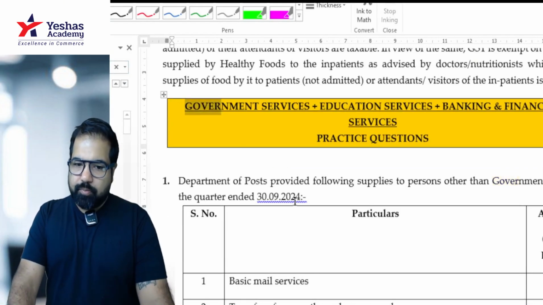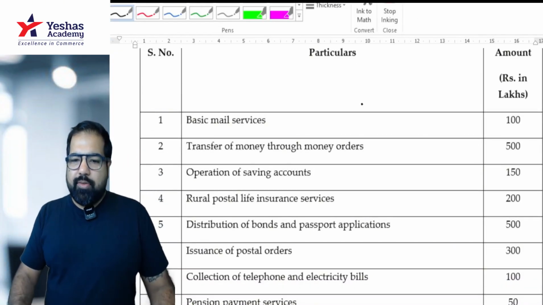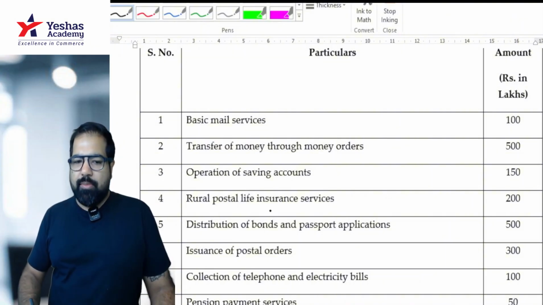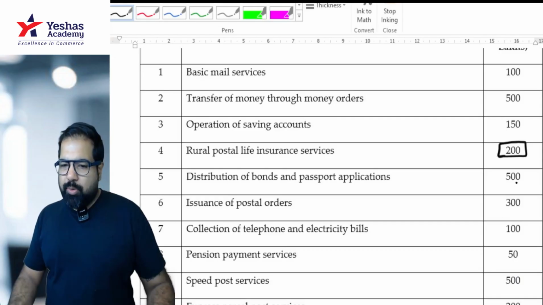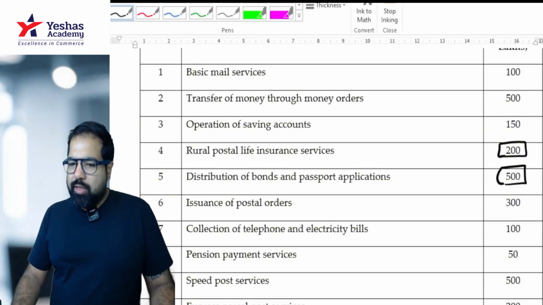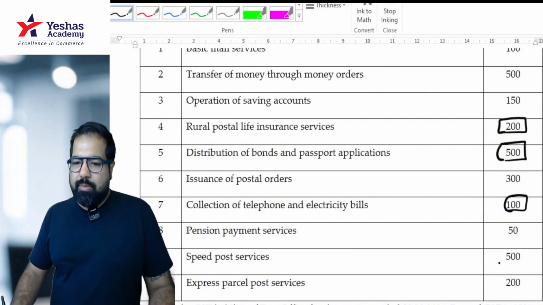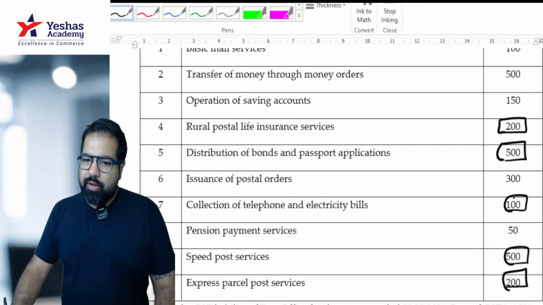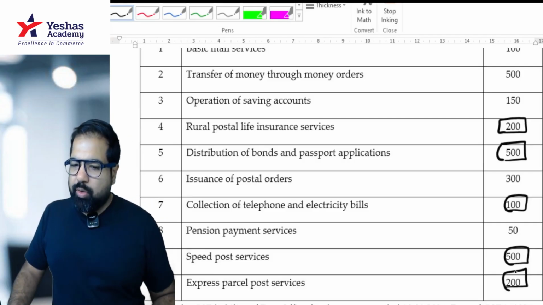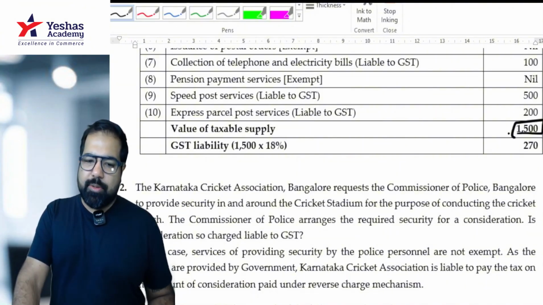Okay. Let's see what this is. This is postal services. Basic mail services is completely exempt. Transfer of money through money orders exempt. Operation of savings account exempt. Rural postal life insurance, this one is taxable. Distribution of bonds and passport application taxable. Issuance of postal orders exempt. Collection of telephone and electricity bills taxable. Pension payment services exempt. Speed post taxable. Express post taxable. So 200 plus 500 is 700, plus 100 is 800, plus 200 and 500, 1500 rupees will be taxable. Here we go, 1500 rupees will be taxable.